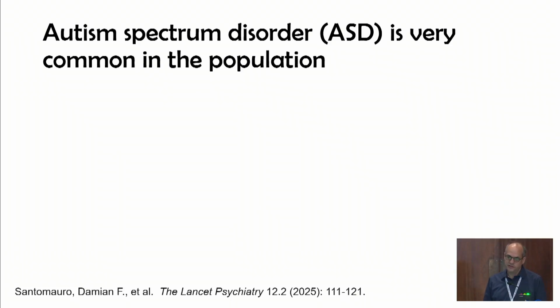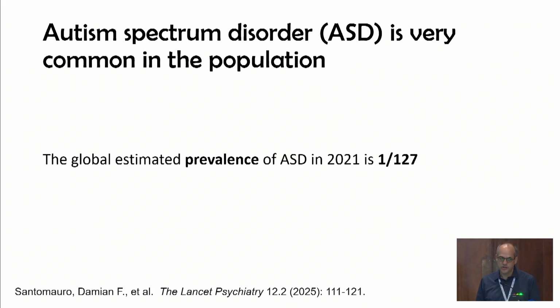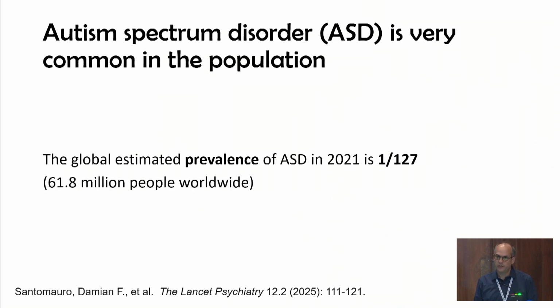One of the reasons is that it's very common in the population. It's a major challenge. The global estimated prevalence of autism, for 2021, was 1 in 127 individuals. This translates to around 62 million people in the world, so really a big issue.